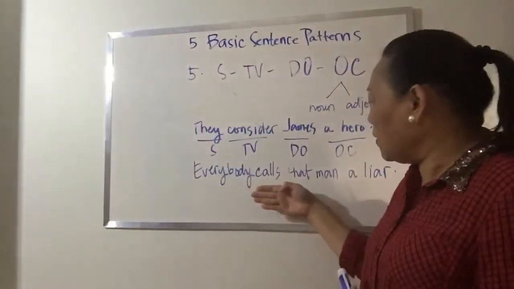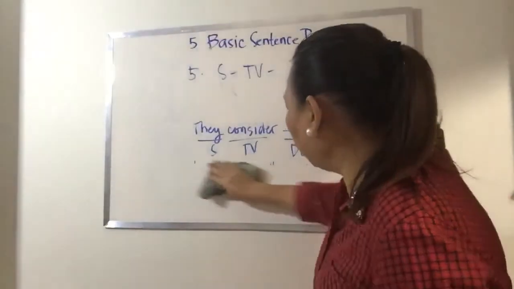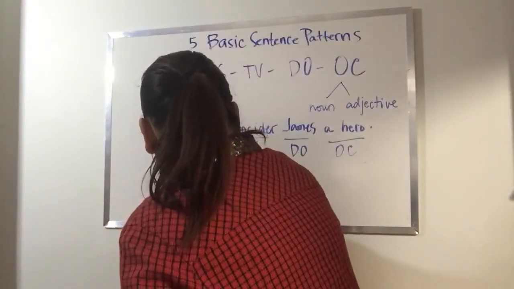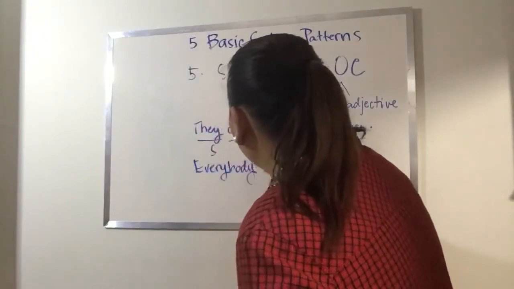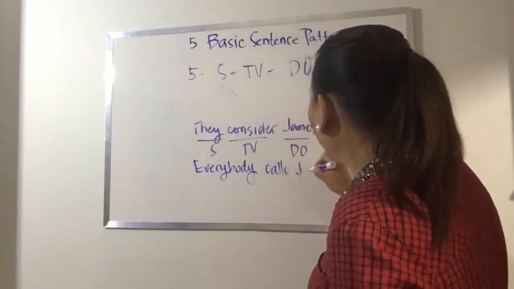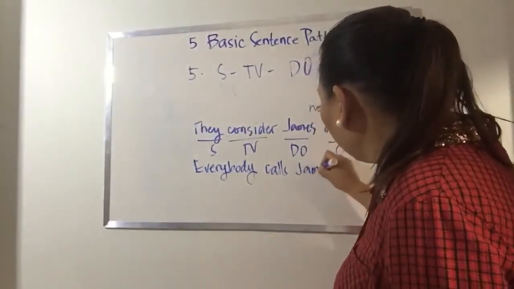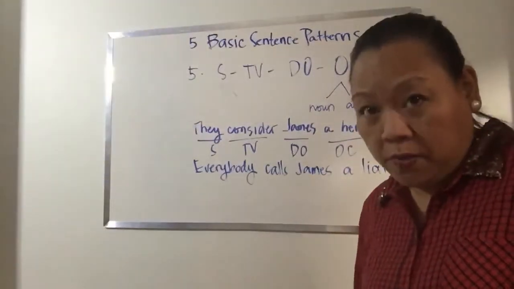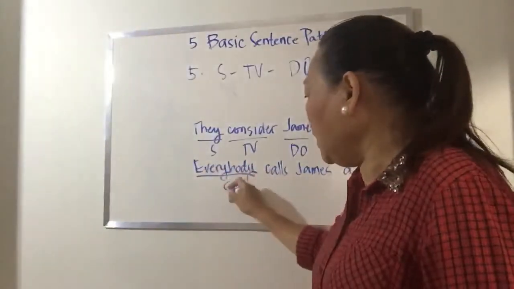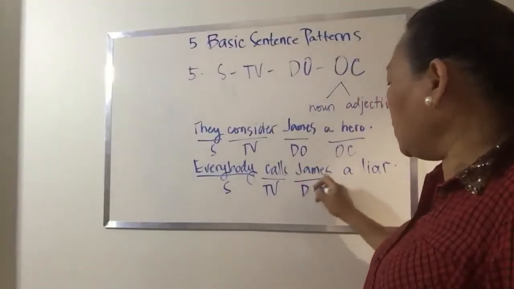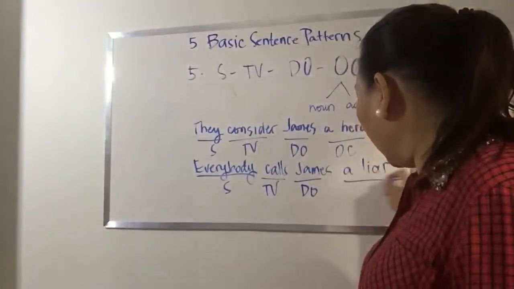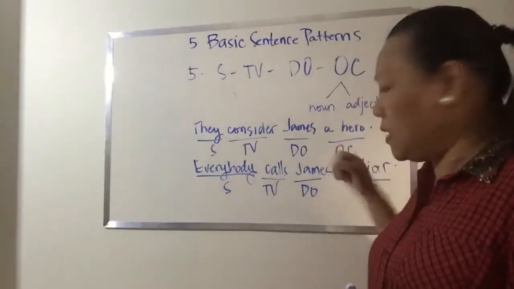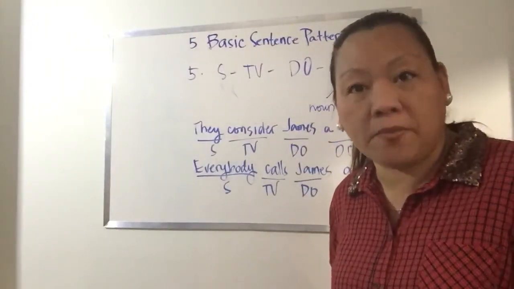So everybody calls, sorry guys, okay, I want to write that again. Okay, everybody calls James a liar. Everybody is a subject, calls is a transitive verb, James is a direct object, and a liar is an objective complement, and it's an adjective. So this one tells something about James. That's why it's called objective complement.